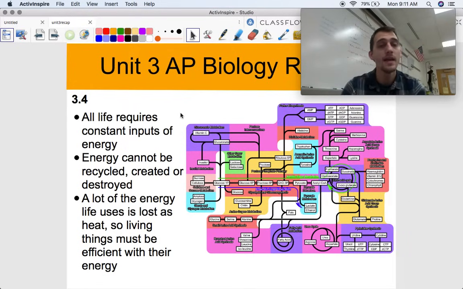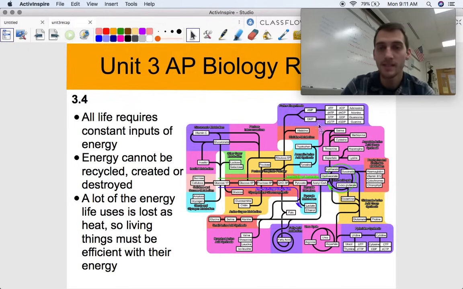All right, a lot of the energy life uses is lost as heat, so living things must be efficient with their energy. You cannot be losing more energy than what you gain, otherwise you're going to die, pretty much, if you're a living thing. Doesn't matter what kind of living thing you are. You have to follow that rule, or it's over for you.